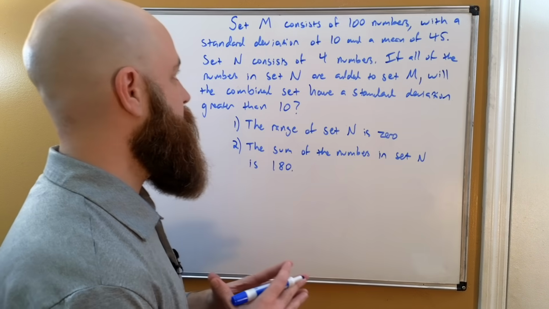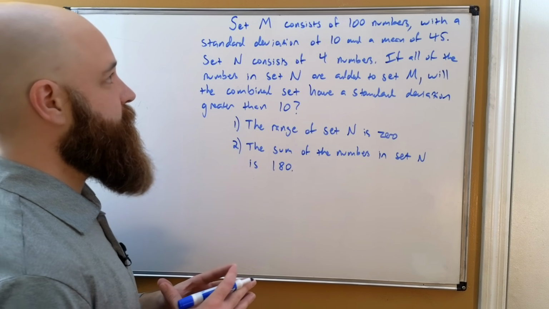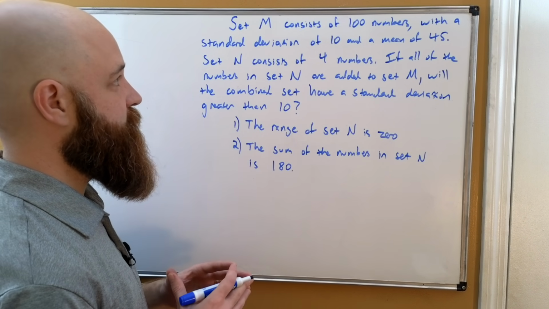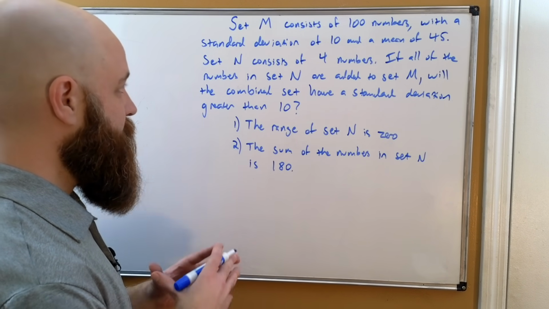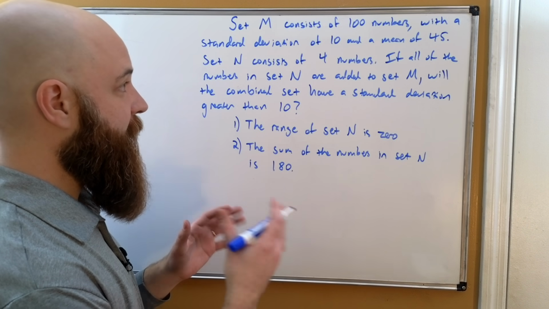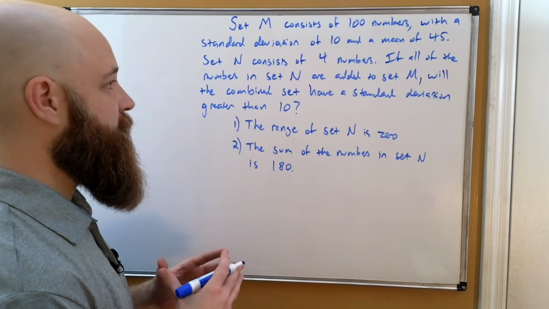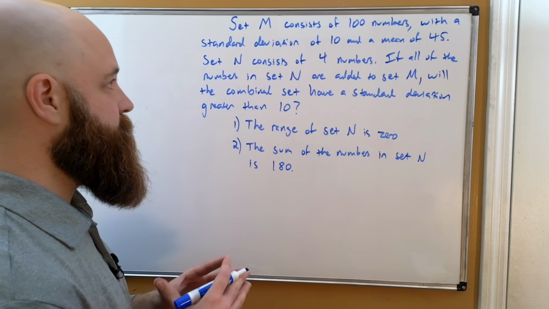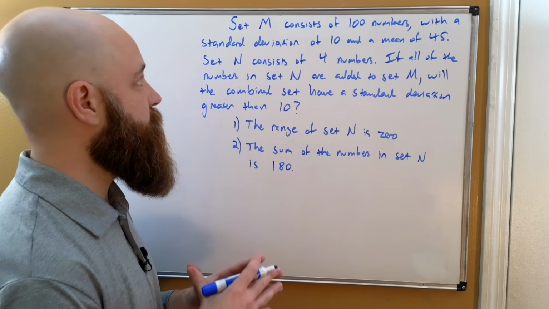All right, let's take a look at this one. Set M consists of 100 numbers with a standard deviation of 10 and a mean of 45. Set N consists of 4 numbers. If all of the numbers in set N are added to set M, will the combined set have a standard deviation greater than 10? Okay, so let me get down some of the key information I have here.